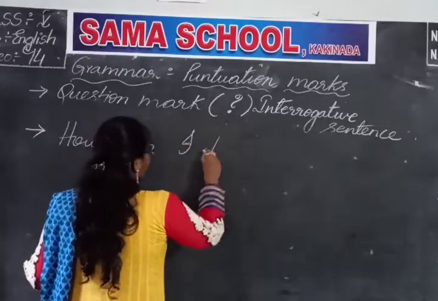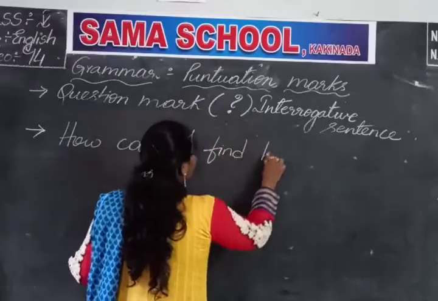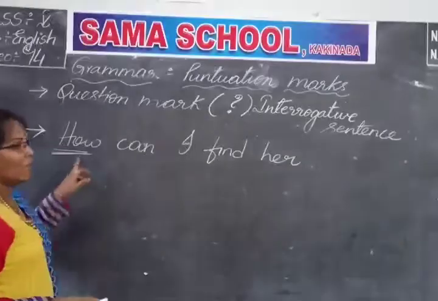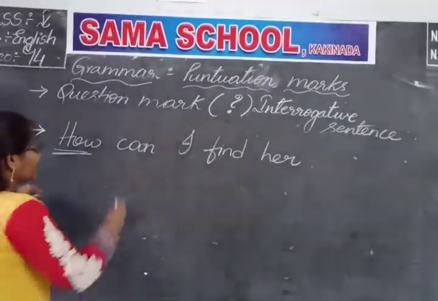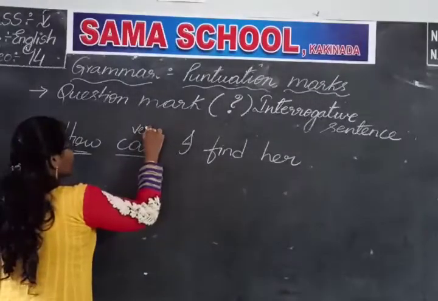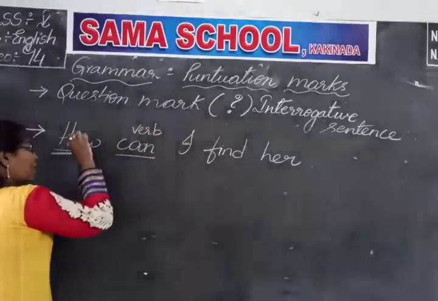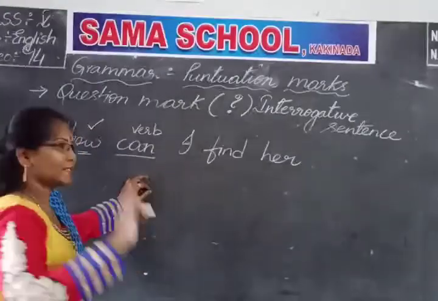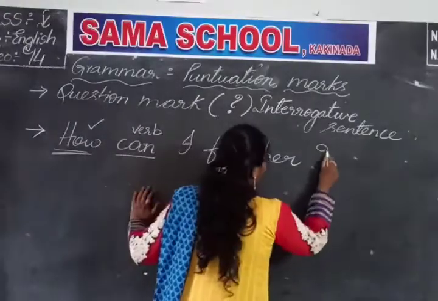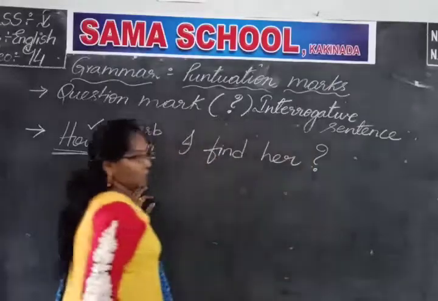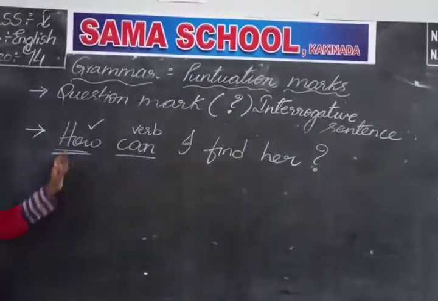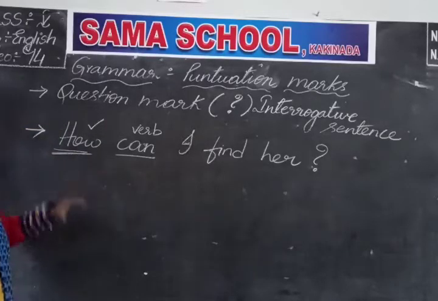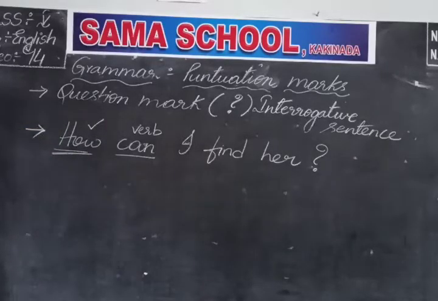So, how can I find her? It's a question. Here I started a question with HOW. After HOW, what word came here? Can. Can is a verb. It's a supporting word. So after the word HOW, if you get a verb, it means it is an interrogative sentence. That means you should place a question mark. Okay, children? So if you start any sentence with WH or HOW, you can consider it as a question and place a question mark.